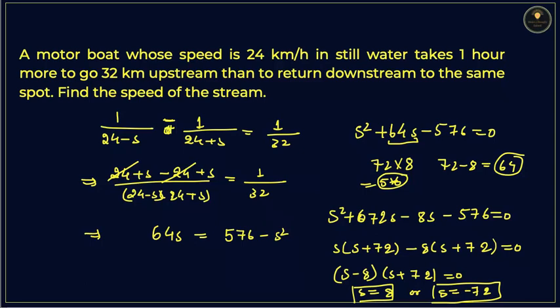That's why the speed is given as 8 km per hour. So the speed of the stream that you can see here is equal to 8 km per hour. And that's the answer to your question.